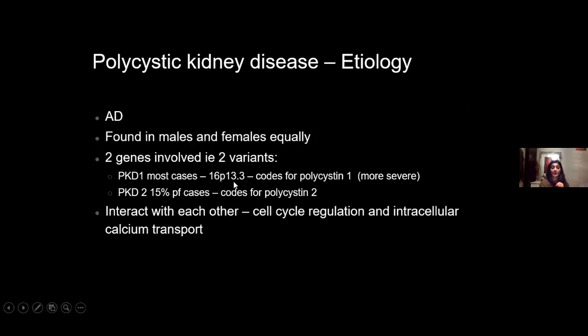occurs in 16p13.3. So chromosome 16, the segment p13.3, and this codes for polycystin 1, and this is the more severe type of polycystic kidney disease. And we also have PKD2, which occurs in 15% of the cases, and it codes for polycystin 2. So what are these? These are expressed on the cells in the kidneys, and they interact with each other, and they regulate the cell cycle and division of the cells, and also intracellular calcium transport.